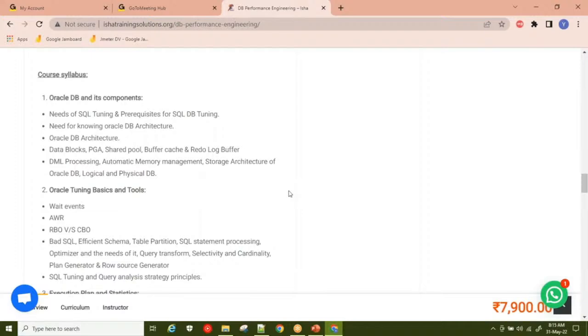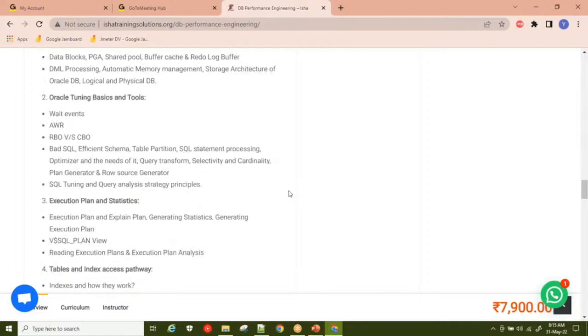It will be easier for you to understand the components of an SQL DB, also the MySQL DB. Then we will be moving on to some tuning basics. First of all, we need to understand the DB, what it is, what the components are. Then we will move on to the tuning basics: what are the wait events, what is an AWR, what is RBO versus CBO, what is a bad SQL, that schema.